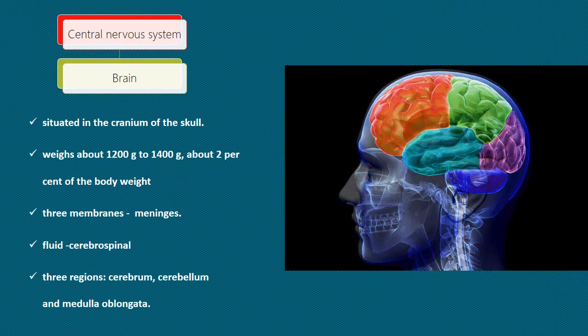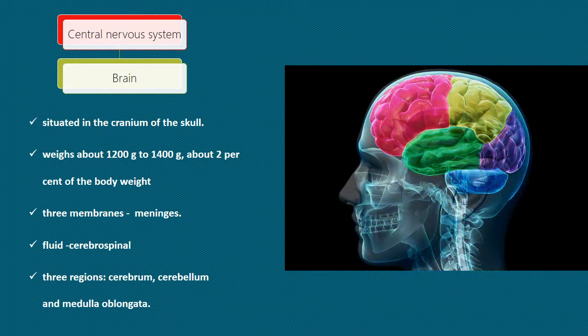Next part, brain. The brain is the main control center of the nervous system. The human brain is a highly developed organ and is situated in the cranium of the skull. In an adult, it weighs about 1200 grams to 1400 grams, about 2% of the body weight. It controls our thinking, feelings, movements and senses.